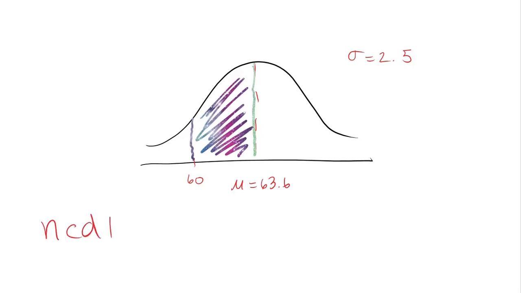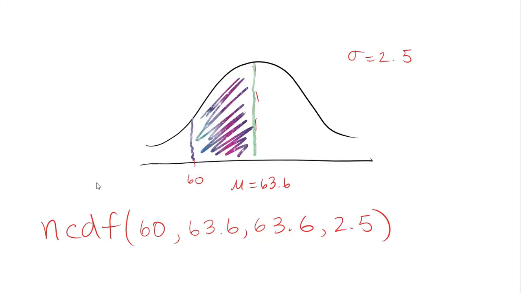Normal CDF, lower bound, upper bound, mean, standard deviation. So the lower bound of our area is 60. The upper bound of our area is 63.6. The mean is 63.6. So the 63.6 is in there twice, once because it's the upper bound of the area, and once because it's the mean. The mean always goes in the third spot. And then 2.5 for the standard deviation. The standard deviation always goes in the fourth spot.